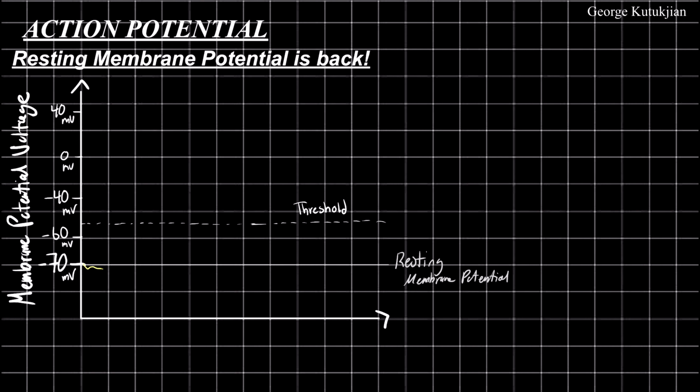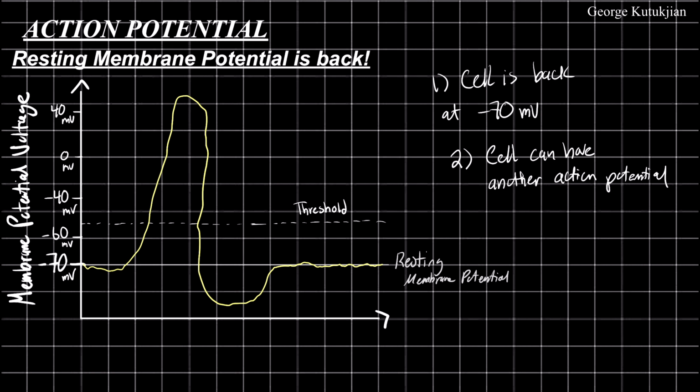Cool, so now we're back at our resting membrane potential. So we're back at negative 70 millivolts, and now the neuron can have another action potential if it's prompted. Okay, so let's review this one more time.